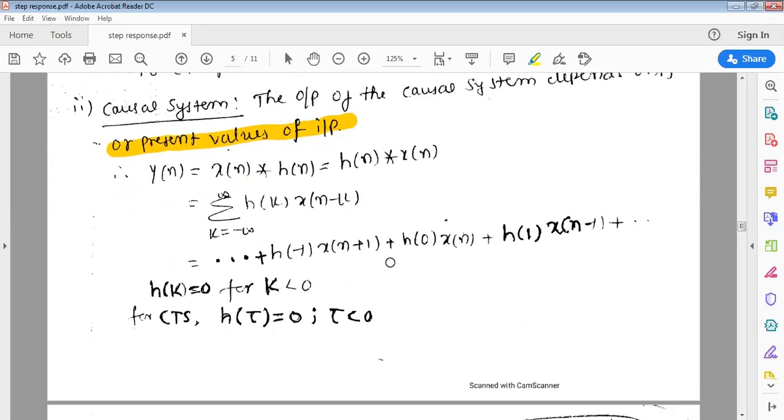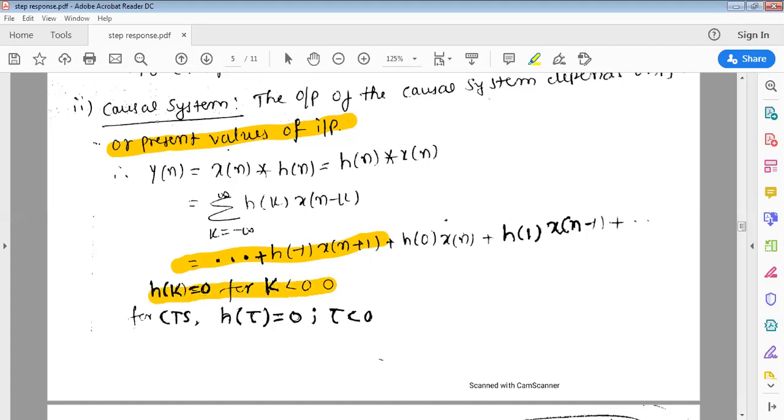So no future samples are allowed. That is x of n plus 1, x of n plus 2, so on up to x of n plus k. All these samples are not allowed if you have to say that this system is causal. So I should eliminate all these samples. So what is the meaning? h of k is equal to 0 when k is less than 0. That is h of minus 1, h of minus 2, h of minus 3, all these things should become 0 only when you say that the system is causal. That's the conclusion.